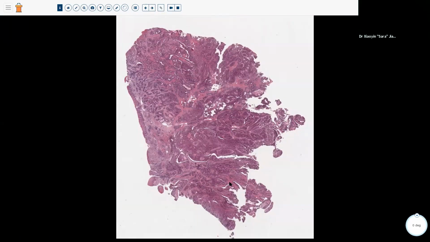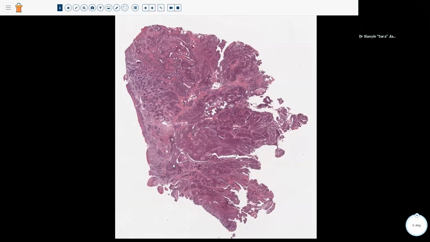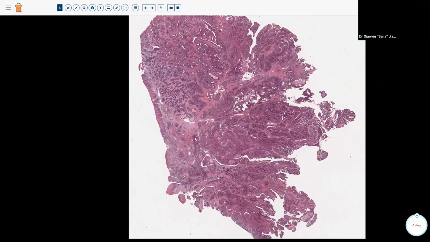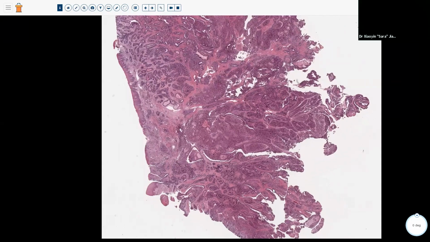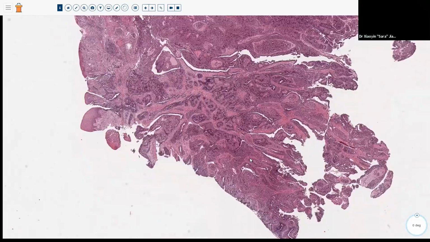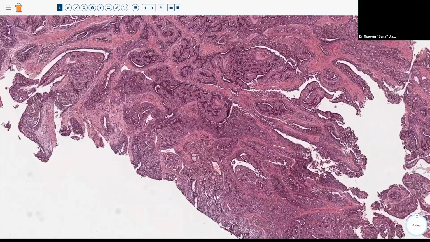All right, so this is another classic case. In this case, we can't really apply our criteria of is it well circumscribed or is it infiltrated, because the tumor is pretty much taking up the entire submucosa here. But we can see that it's basically filling up the submucosa. So it might be kind of more of an infiltrated versus well circumscribed tumor.